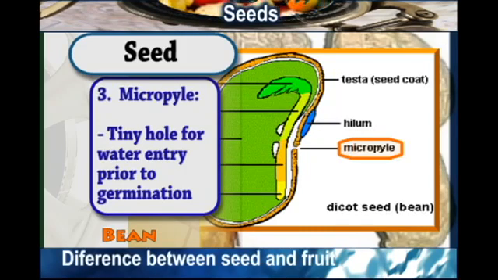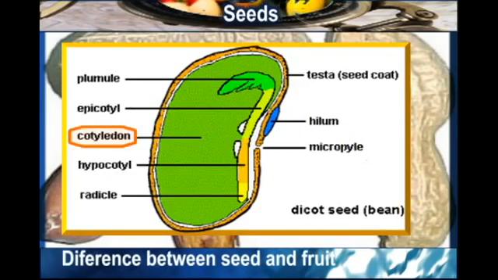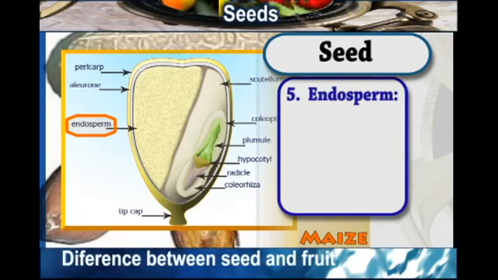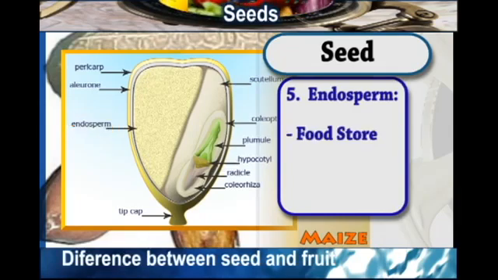Then we have the cotyledon, and the cotyledon acts as a food store, and it also protects the embryo from mechanical injury. We know of the dicotyledonous and monocotyledonous plants. Those cotyledons act as food stores, and they also protect the embryo from mechanical injuries. Then we have the endosperm. Endosperm also acts as a food store, and it is mainly found in seeds, and it is a part of the seed.